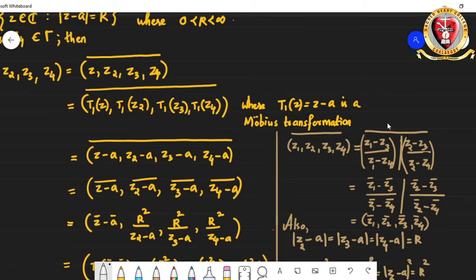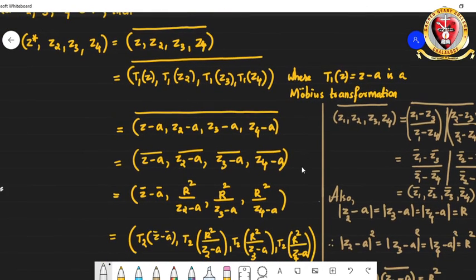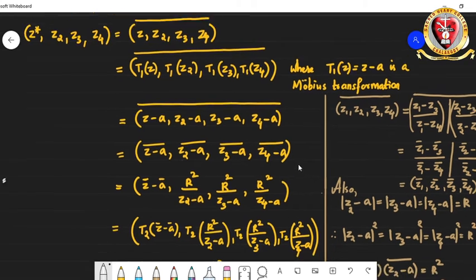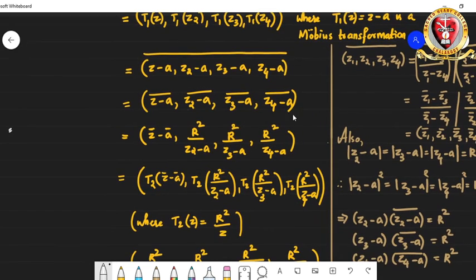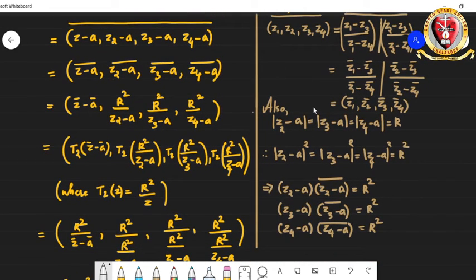Also note that the cross ratio is like this, and the definition is like this. Applying conjugates on the numerator and denominator, and then again on the numerator and denominator, is nothing but the cross ratio of z1 bar, z2 bar, z3 bar, z4 bar. That is an easy analogy. So instead of this you can write the cross ratio of (z minus a) bar, (z2 minus a) bar, (z3 minus a) bar, (z4 minus a) bar, and from that you are going to get something from here.